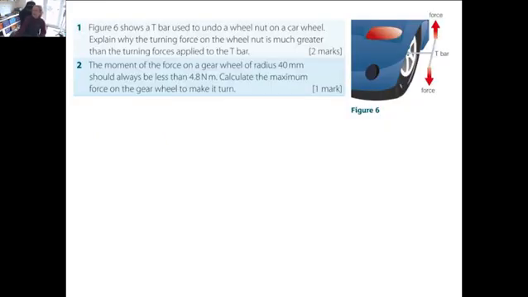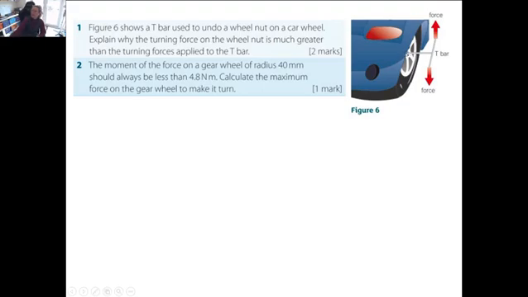So we're using a T-bar here to undo a wheel nut. So why is that turning force much greater here at the nut than the turning force applied at the ends of the T-bar? Well, obviously it's because that nut is at a much smaller distance from the pivot point, which is right in the center of the wheel.